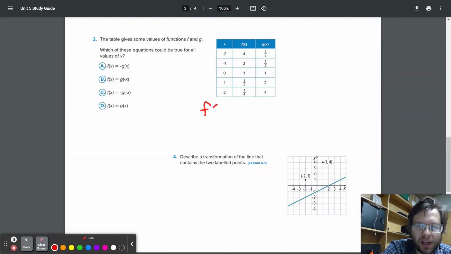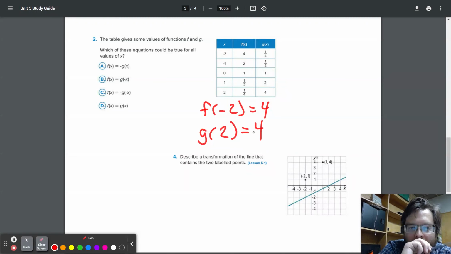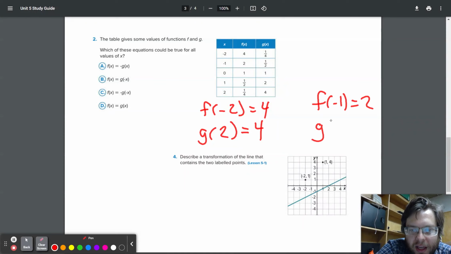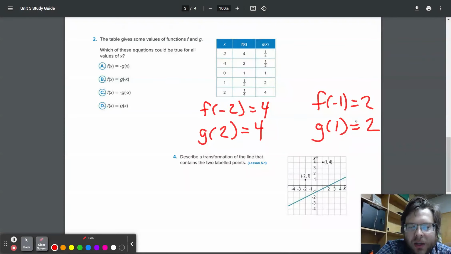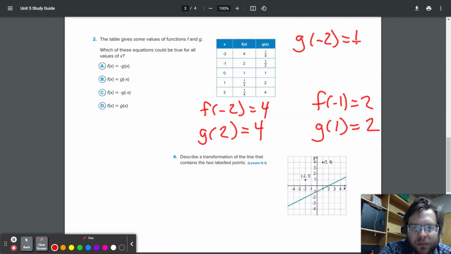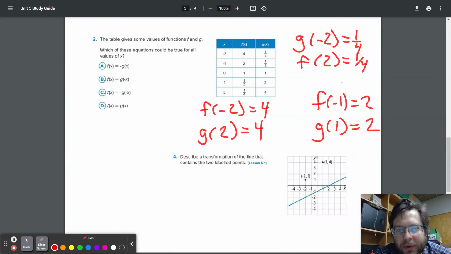I notice that f of negative 2 equals 4, and I'm noticing that g of positive 2 is equal to 4. I'm noticing that f of negative 1 is equal to 2, and g of positive 1 is equal to 2. Okay. I'm noticing that g of negative 2 is equal to 1/4, and f of positive 2 is equal to 1/4. So really, each of the negative inputs matches with the other graph's positive inputs and vice versa.